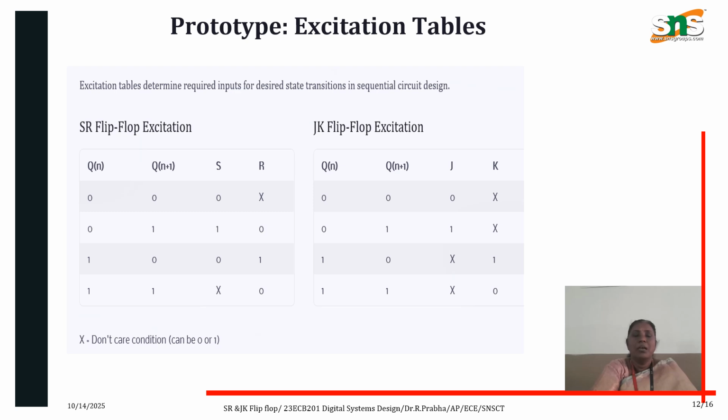So the prototype excitation tables have been built. For SR flip-flop, 0 0 is 0 x, 0 1 is 1 0, 1 0 is 0 1, 1 1 is x 0. Here x represents the don't cares. And for the JK flip-flop excitation table, for 0 and 0 for present and next state, J becomes 0, K becomes don't care. That means K may be any value, it may be 0 or it may be 1. And for 0 1 it is 1 x, 1 0 it is x 1, 1 1 it is x 0. So here x is a don't care.